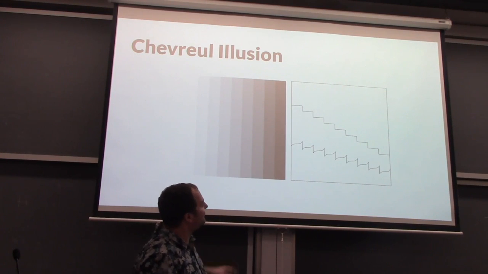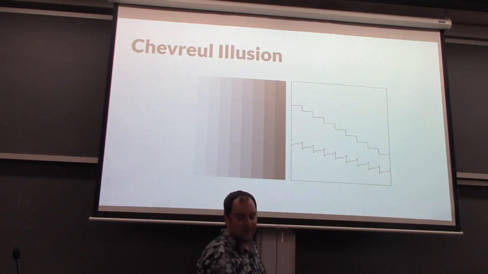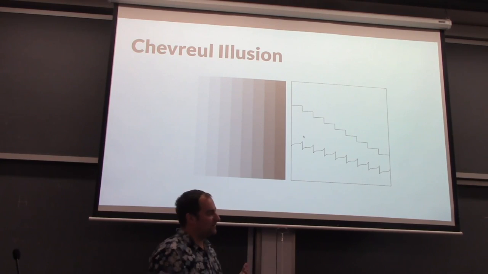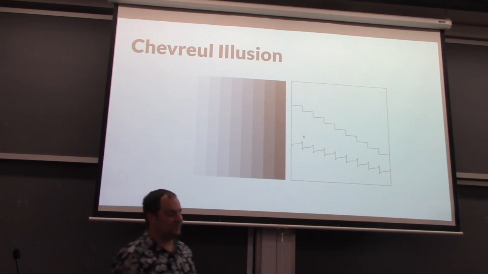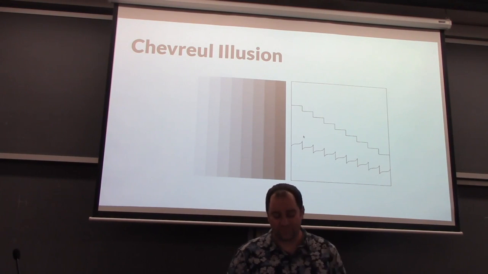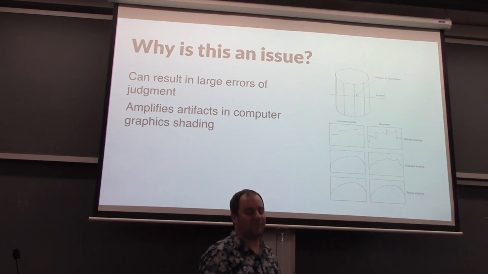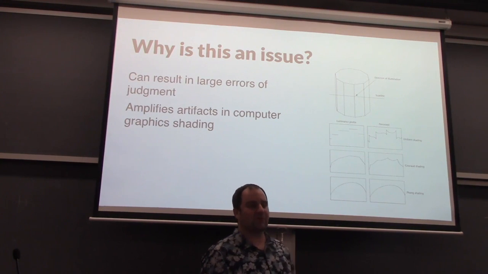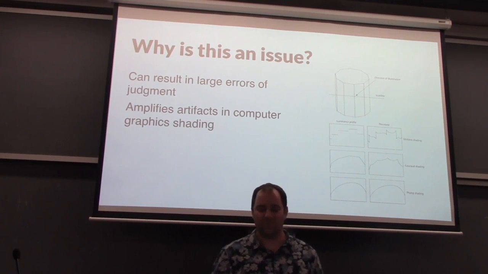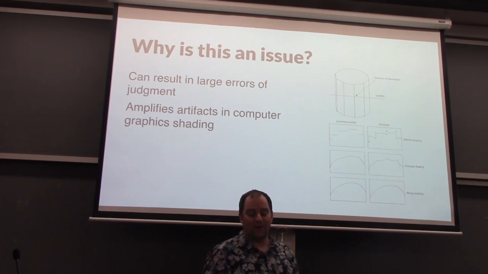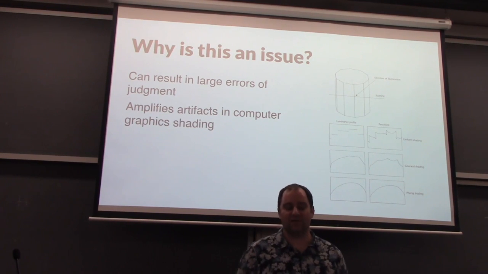This is simply like a set of color saturations here. But what we perceive is not what actually is in the data, this stepwise function here, but we actually perceive these edges as enhanced. This is just how our perception works. And that can be a problem, especially in computer graphics, because in computer graphics we of course don't have perfect shapes, we always have some kind of triangle mesh. What we want to do is use shading that avoids that.